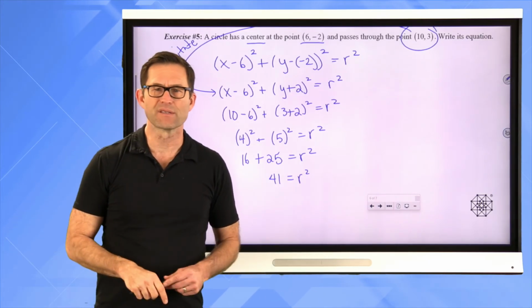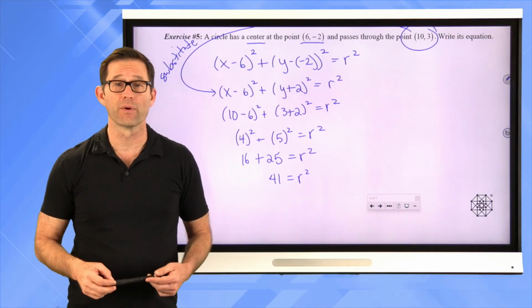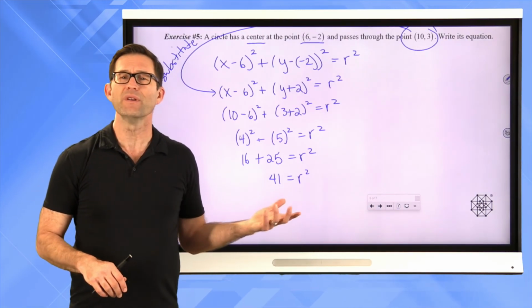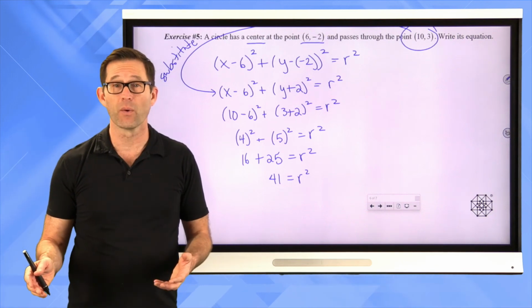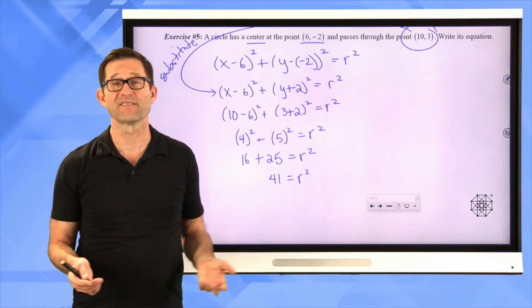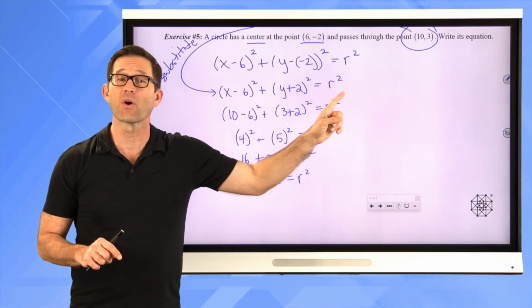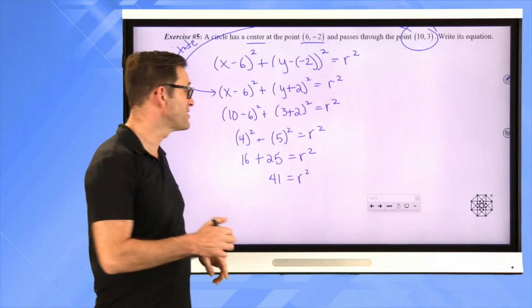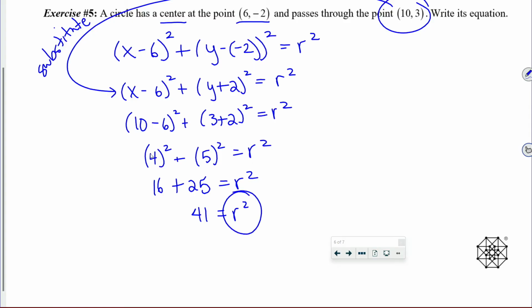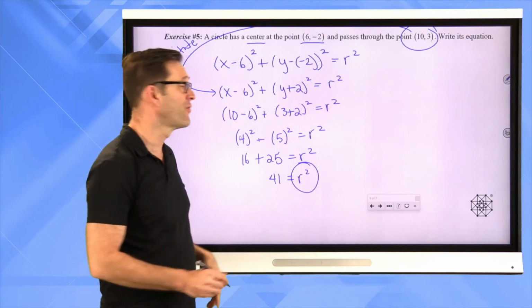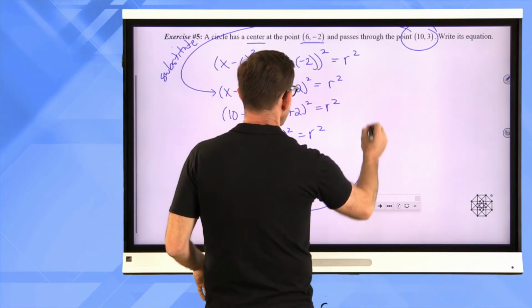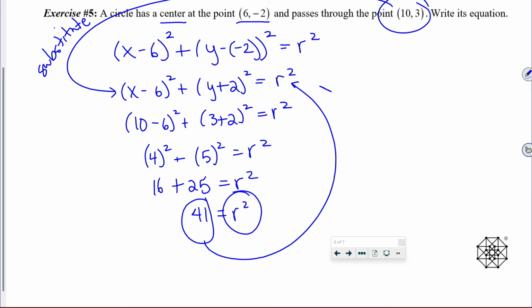Now, 41 is not the nicest number. The radius is certainly the square root of 41. But there's no actual need to write down r equals the square root of 41. If you'd like to, please go ahead, be my guest, that's fine. But the plain fact is the equation of the circle doesn't have r in it, it has r squared in it. And the principle of substitution now says wherever I see an r squared, I can put in 41. So ultimately, I'm just going to put 41 up here, and that's going to give me my final equation, x minus 6 squared plus y plus 2 squared is equal to 41.